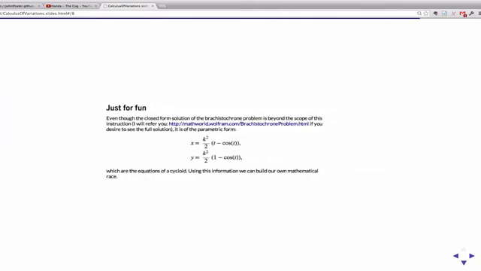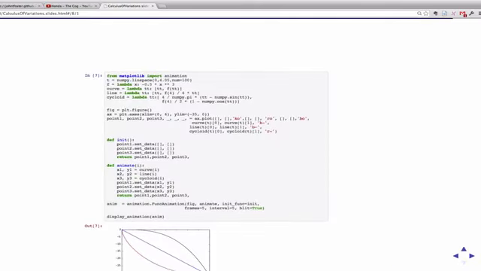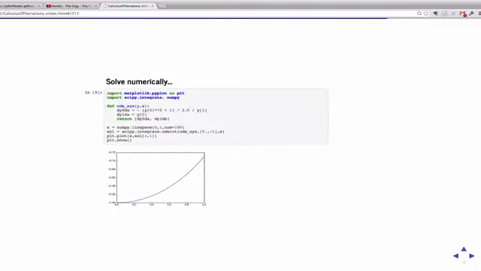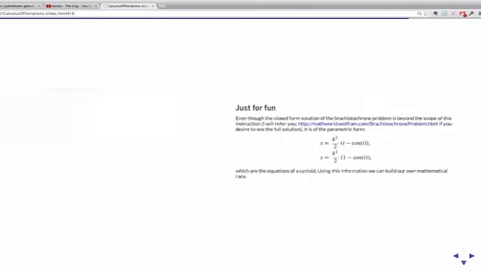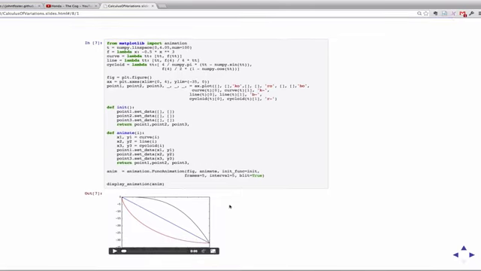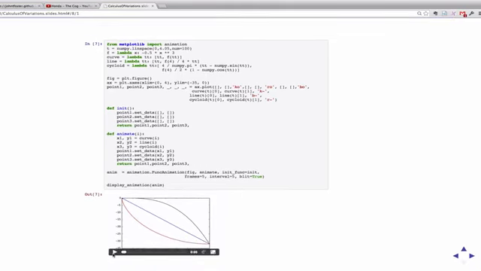And so it turns out, here I just solved that differential equation numerically and I plot the solution. But you can actually come up with an analytic solution, and it turns out it's these equations, and those are the equations of a cycloid. And so then just for fun, let's make our own numerical experiment.